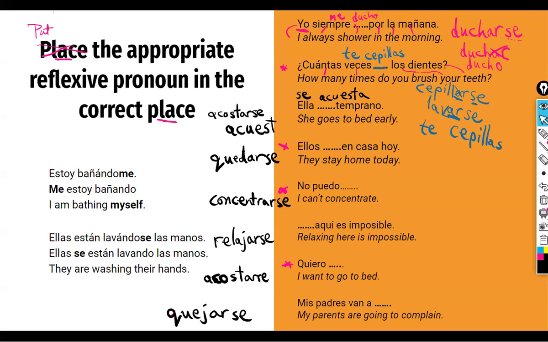All right, so ellos, they stay home today. Sorry, not she, they stay home today. All right, so the ellos form, so quedar. This is the ending, qued is the stem. Quedo, quedas, queda, quedamos, quedan. All right, so ellos quedan. And then what is the pronoun? Pronoun is se, right?